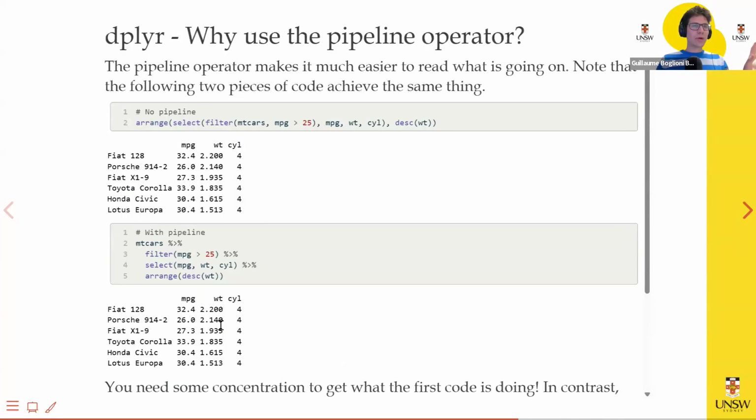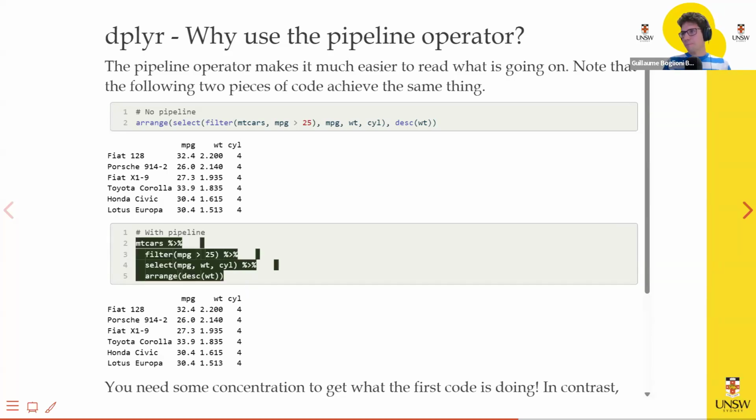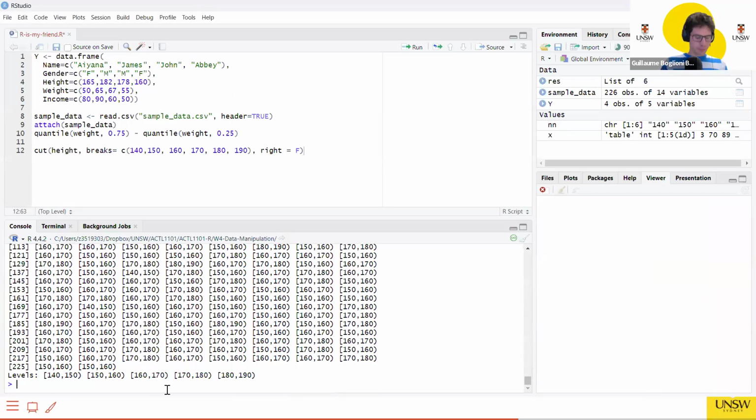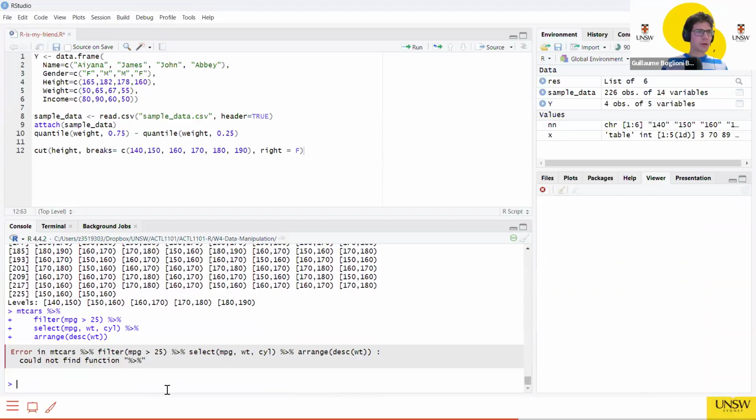I don't know how you can tell that this is a tibble. So maybe I think you can tell when you go to RStudio, right? Let me just copy this code. Okay, something didn't work here. I'm not entirely sure what.